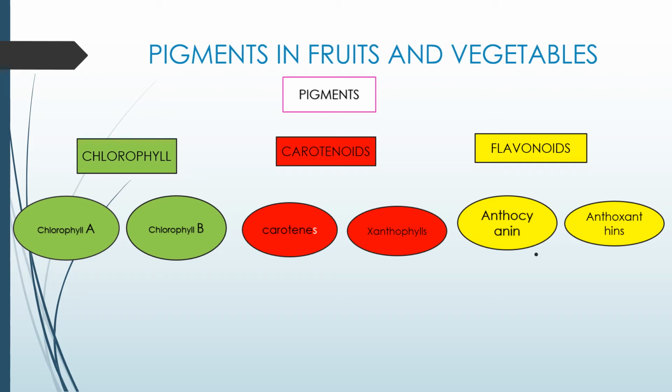Pigments in fruits and vegetables. Pigments are responsible for giving color to fruits and vegetables. They may be classified into three categories: chlorophyll, carotenoids, and flavonoids. Here you can see their subdivisions, subclassification: chlorophyll A and chlorophyll B; for carotenoids, carotenes and xanthophylls; for flavonoids, anthocyanin and anthocyanins.